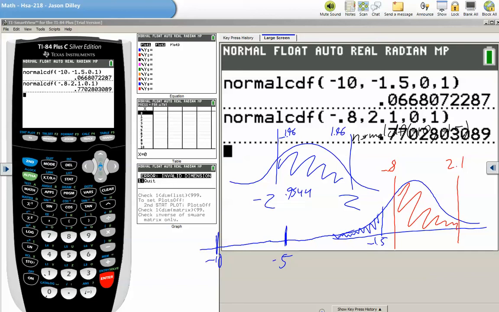Questions on the calculator portion here? Okay, well, why don't we do an example in context?